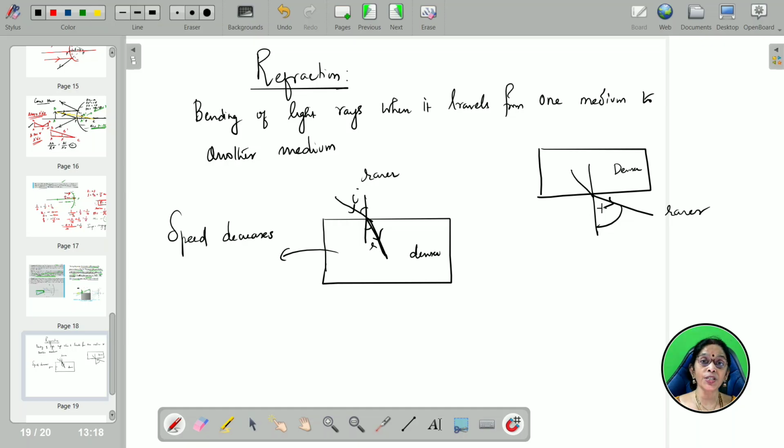You can check the book. What is the law of refraction? Check the book and find out what the laws of refraction are. In the meantime, I'll just come back.